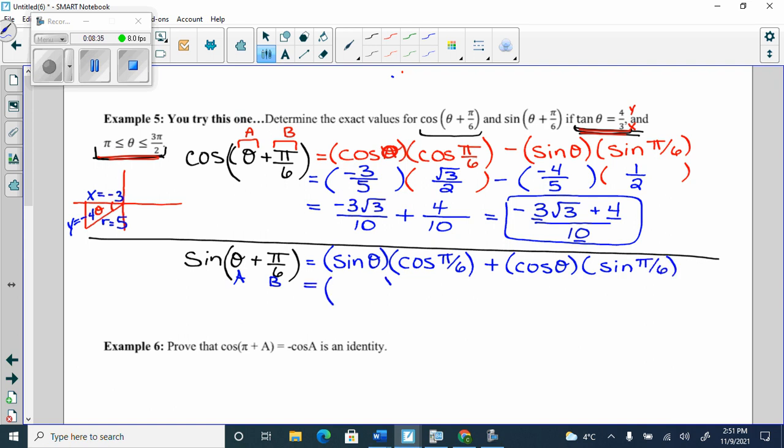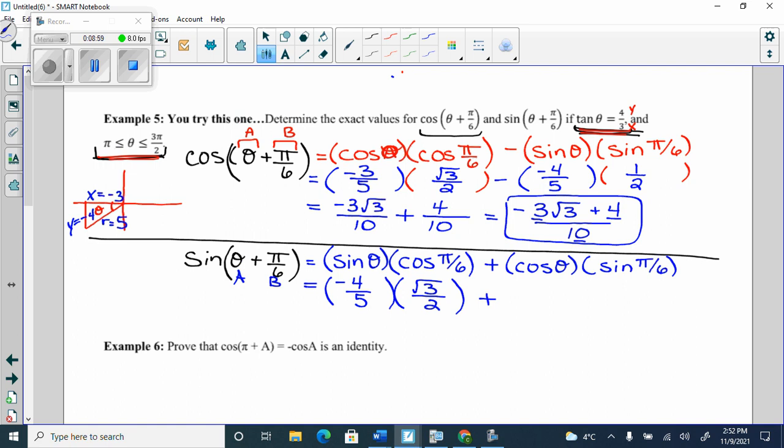Where does sine theta come from? It's the theta triangle. Sine is y over r, so it's negative 4 over 5. Cos pi over 6? Positive root 3 over 2. Pi over 6 is in quadrant 1.